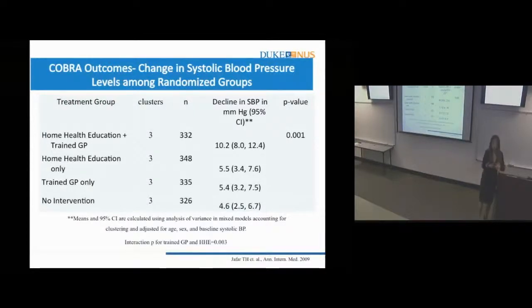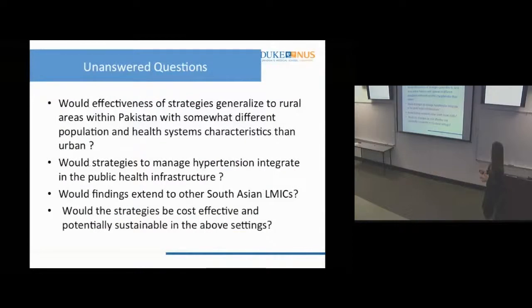So this worked in the urban setting. These were all private providers, right? And I think it answered some of the questions for the urban settings in Pakistan. And after this trial, we did a formal cost-effectiveness analysis for this, and this combined intervention was also found to be cost-effective. But some questions remain unanswered.